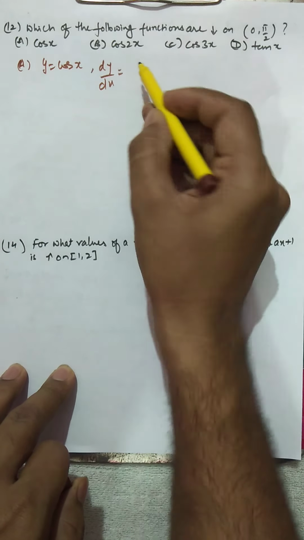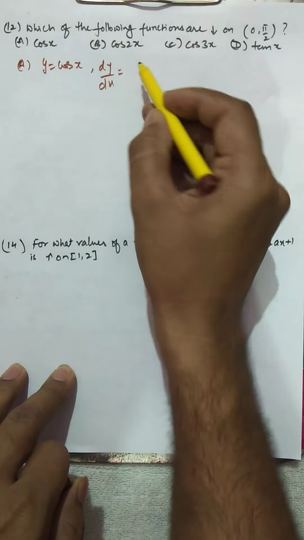So sin x is always greater than 0 for all x belonging to 0 to pi by 2. It implies that f(x) is strictly increasing in 0 to pi by 2. So now you see part B.